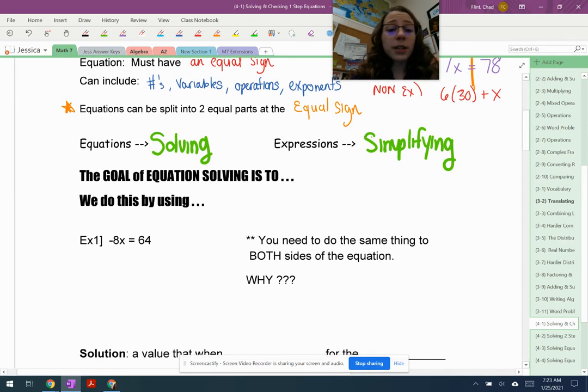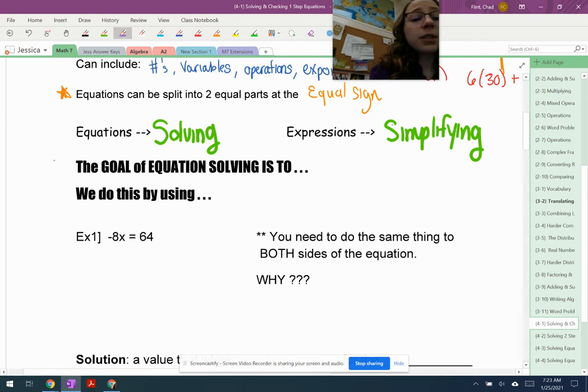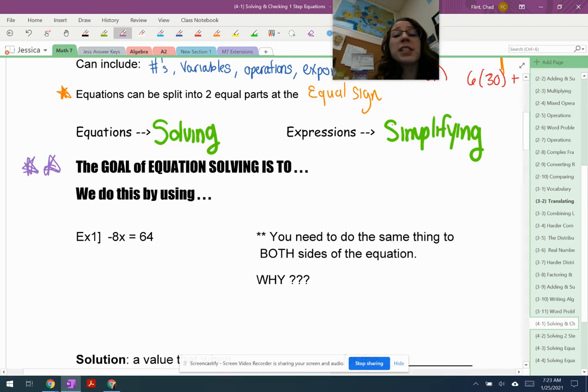This question right here in bold, this is something that needs to be starred, highlighted, double starred, whatever you want to do. This is a question I'm going to ask you probably about 14 million times this year, and that is: what is the goal of equation solving? And no, it's not to find the answer. I mean, it is to find the answer, but that's not what I'm looking for. The goal of every math question is technically to find the answer. But specifically when we're talking about equations, the goal of equation solving is to isolate the variable.